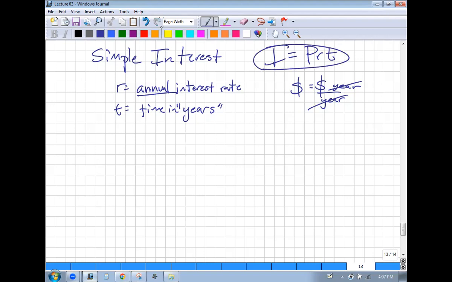So this is just the interest. The amount of money that you're going to have at the end of the given time depends on the time. It also depends on the interest rate, right? So we'll just put amount. The amount is going to be the interest plus the principal. But the interest is the principal times the rate times the time.